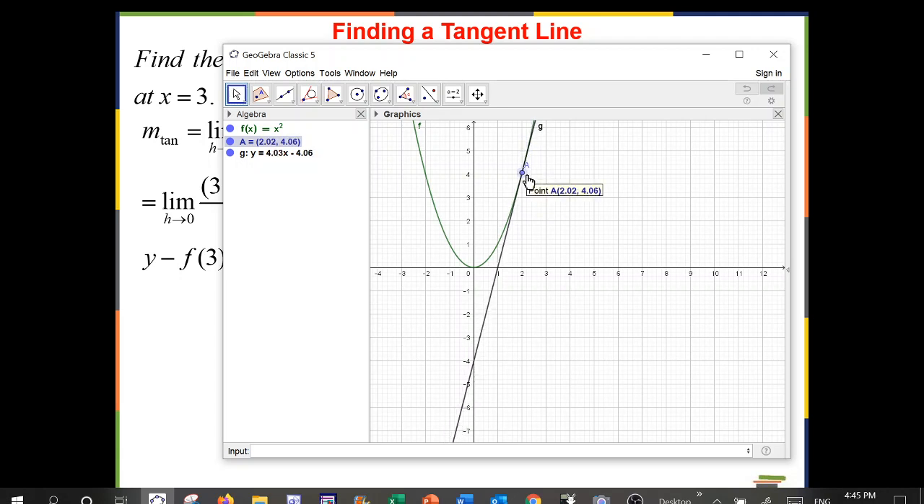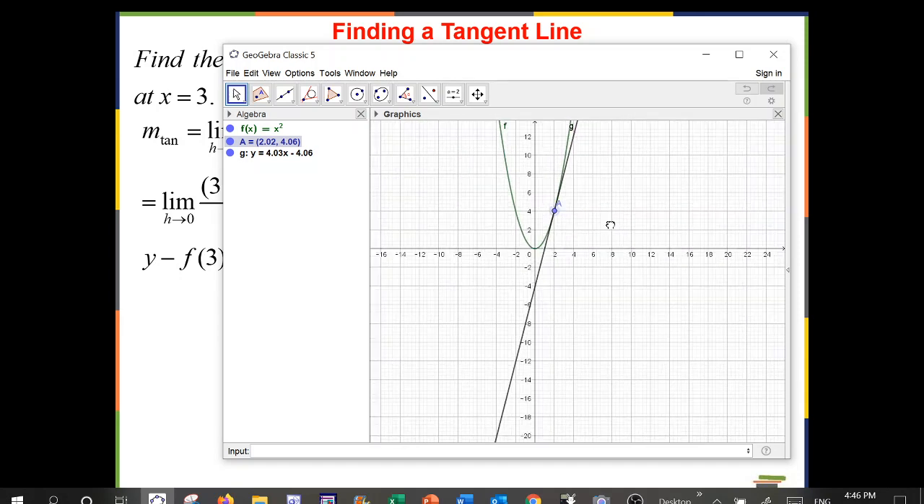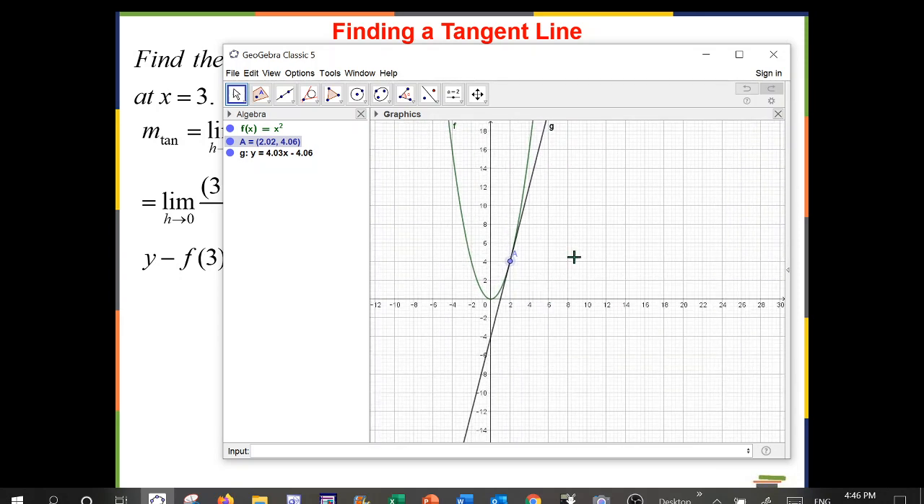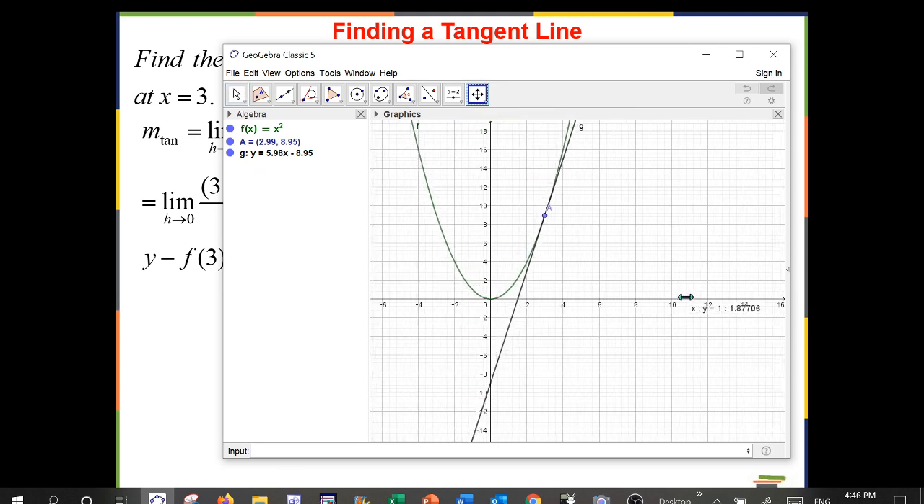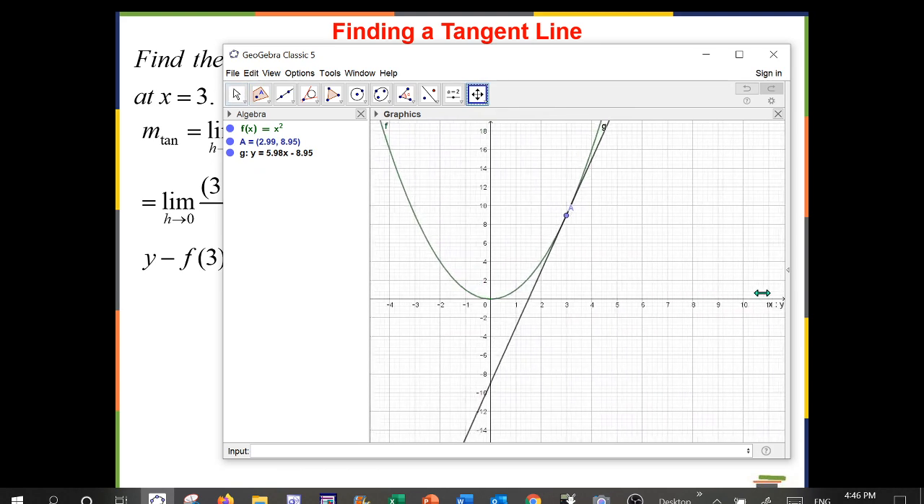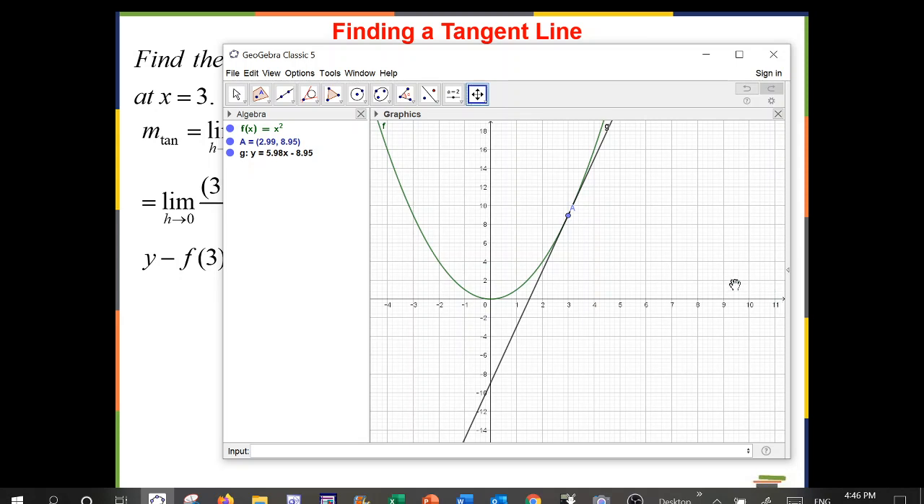So I have to zoom out a little bit to get this. So here is 3, it's about right there somewhere, right? See, right about there. That's at 3. I have to expand this so I can see 3 on the x-axis. Move it. Oops. There you go. There. So that's what we found.